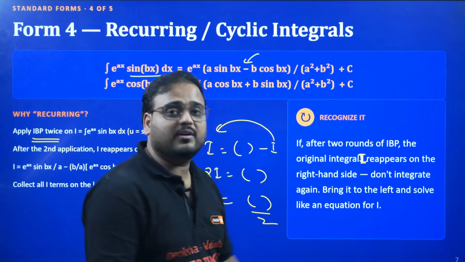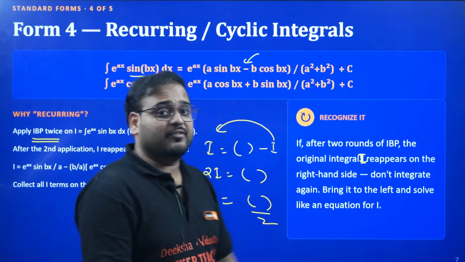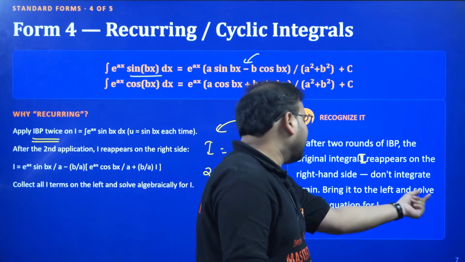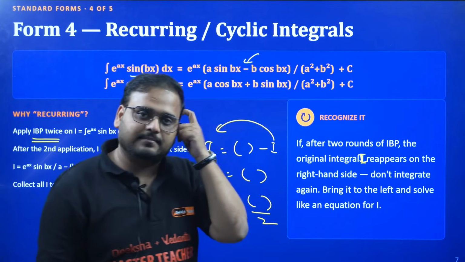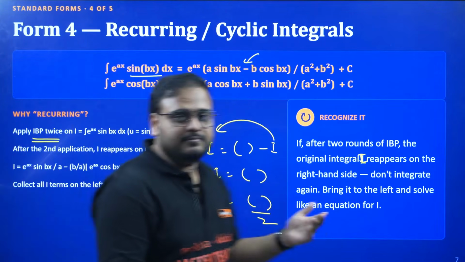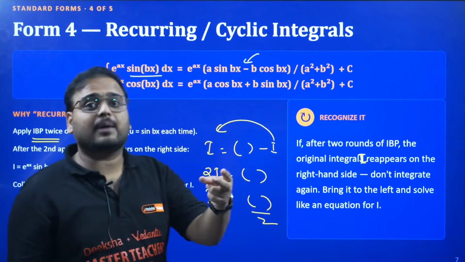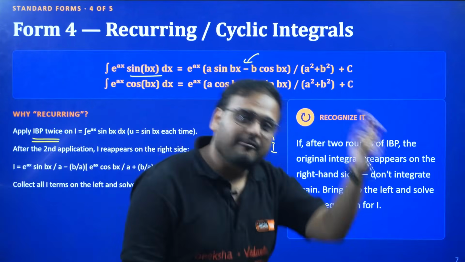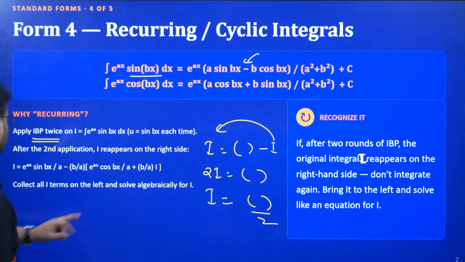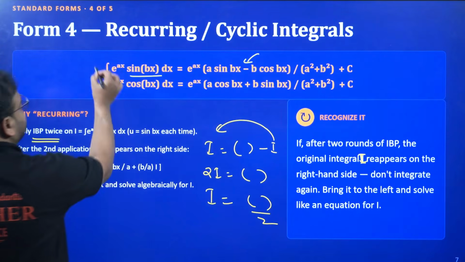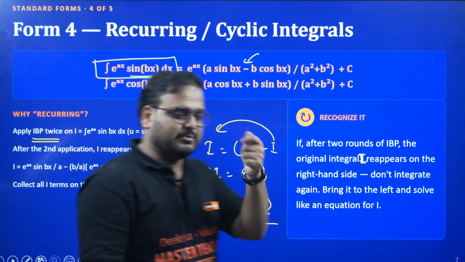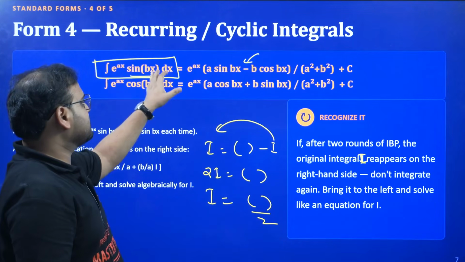We have this also in one of the properties of definite integral, if you remember, right? So you don't integrate again, just bring it to the left side and solve like an equation for I. This kind of question is there, where recurring means you have more than one time of integration by parts, and after 2 times you get back the same original integration given to you, okay? If you want, just try this question: e power ax sin bx dx. You have an exponential function and sin bx. Try this out.